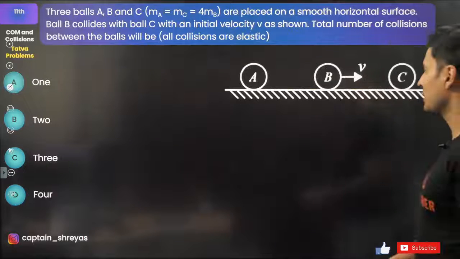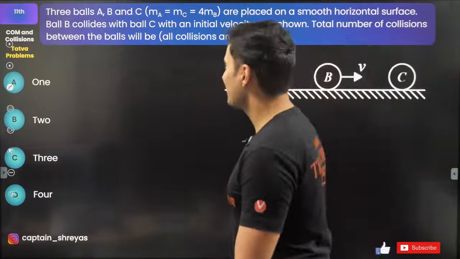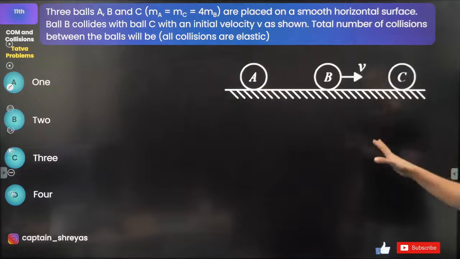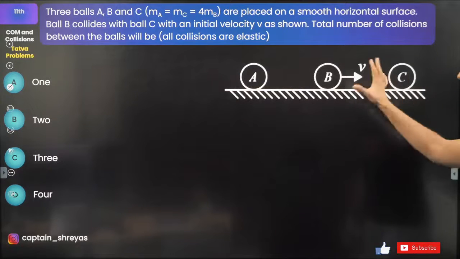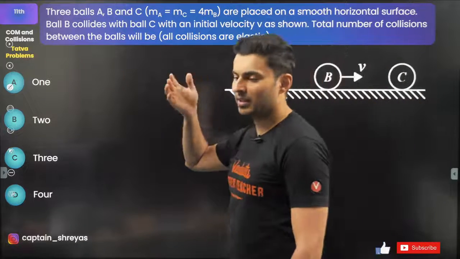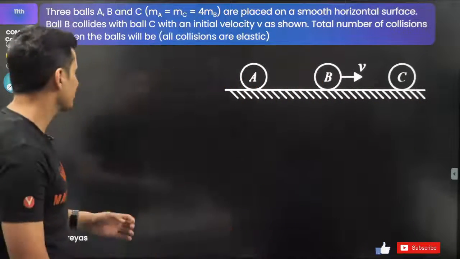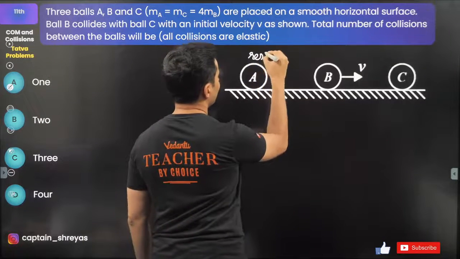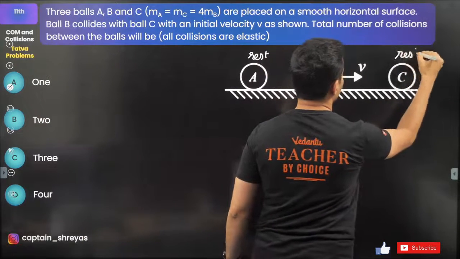Okay. Moving on to the next one. Now this is also very interesting. 3 balls with masses given on a surface. The ball B has some speed. How many collisions will occur? This is also very common. HC Verma also has these kinds of questions. So this is initially at rest. This is also at rest.